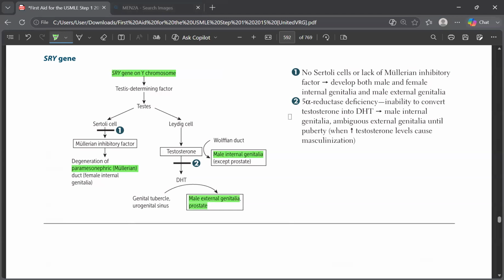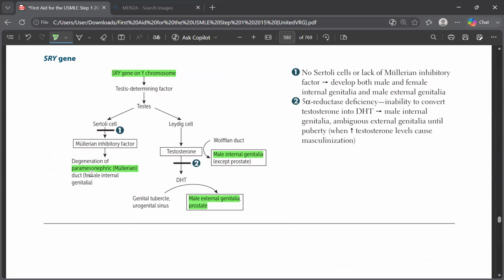Let's read this as well. No Sertoli cells or lack of Mullerian inhibitory factor, right here. If there are no Sertoli cells or there is a lack of Mullerian inhibitory factor, it causes the development of both male and female internal genitalia and male external genitalia.